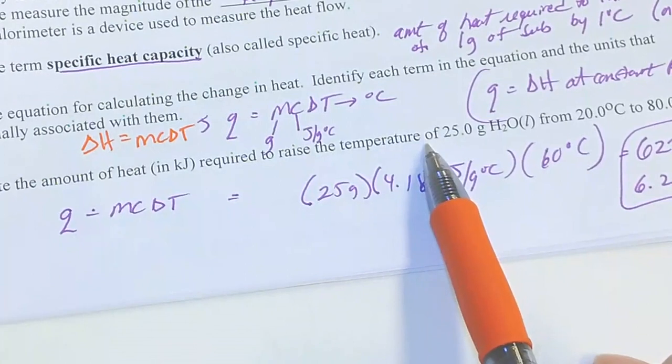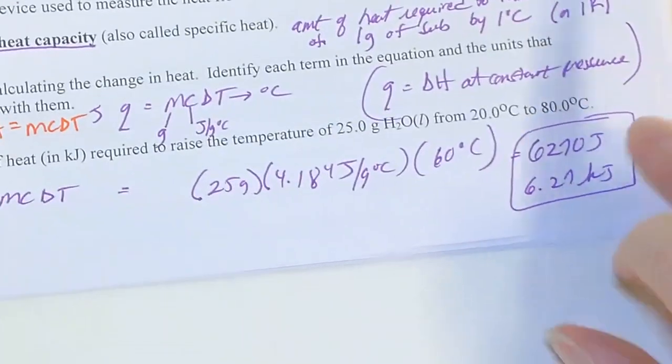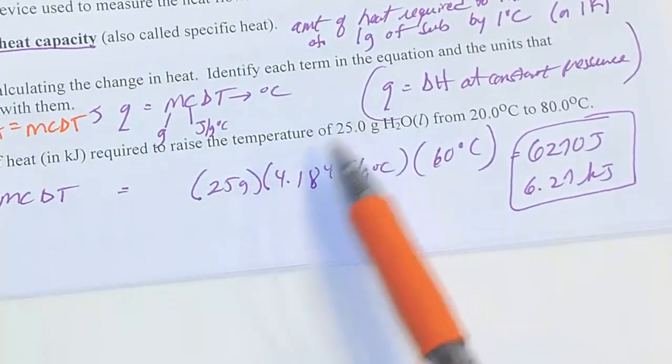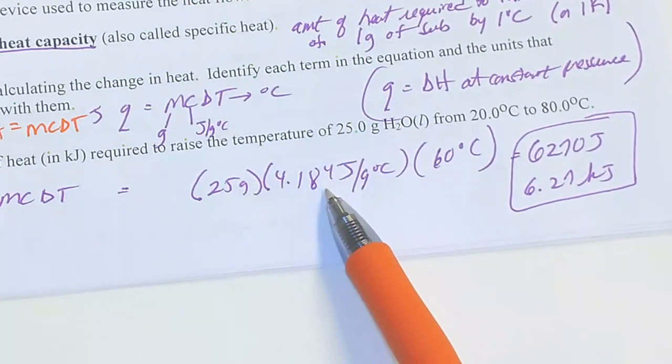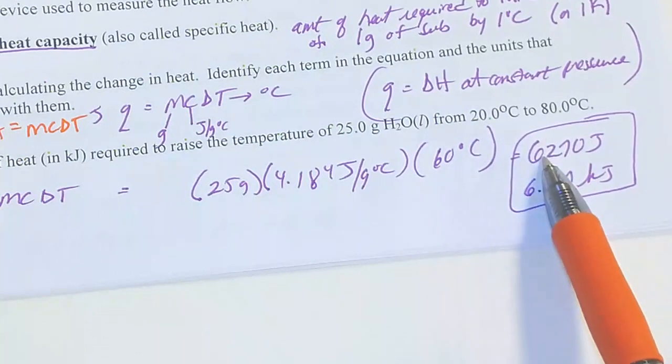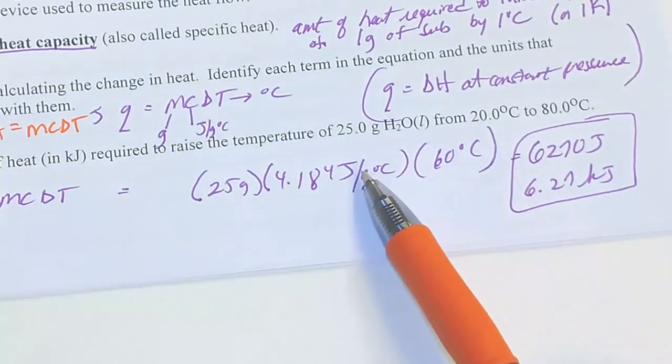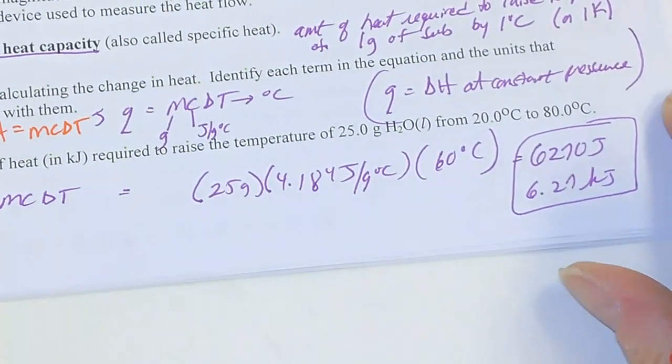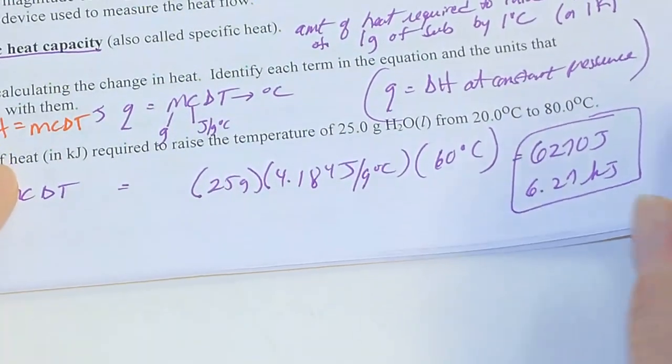So if we're doing a simple calculation, and you should be able to do this one even without my notes in front of you, you've got 25 grams of water, specific heat of water. Your change in temperature was 60 degrees, so you'll end up with a unit of joules, which you can convert by dividing by 1,000 to kilojoules if you wish.